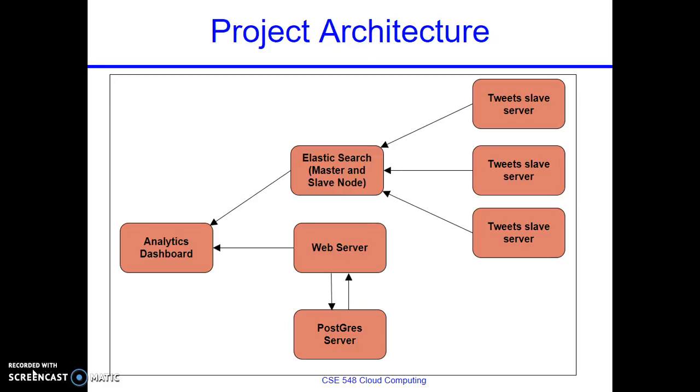Here you can see the architecture of the project we are working on. Starting from the right side, you can see 3 slave servers whose main task is to connect to the streaming API on Twitter and receive tweets as and when required. They all push their tweets to Elasticsearch. From Elasticsearch, the tweets can be viewed on the analytics dashboard. The analytics dashboard is served via the web server, and it has a connection to a Postgres server in order to save and fetch the project data.